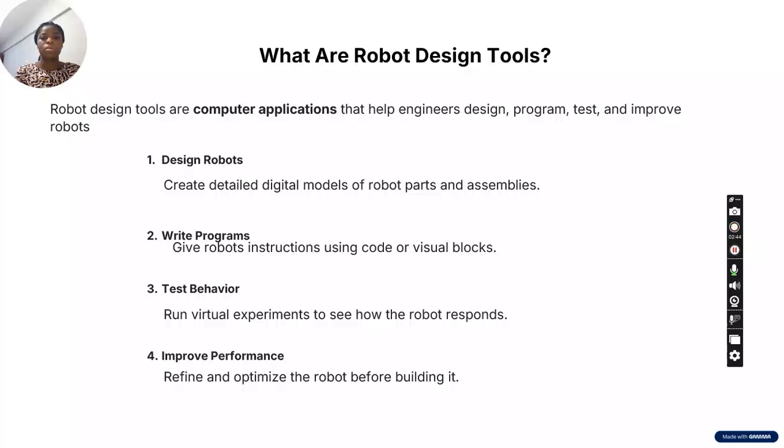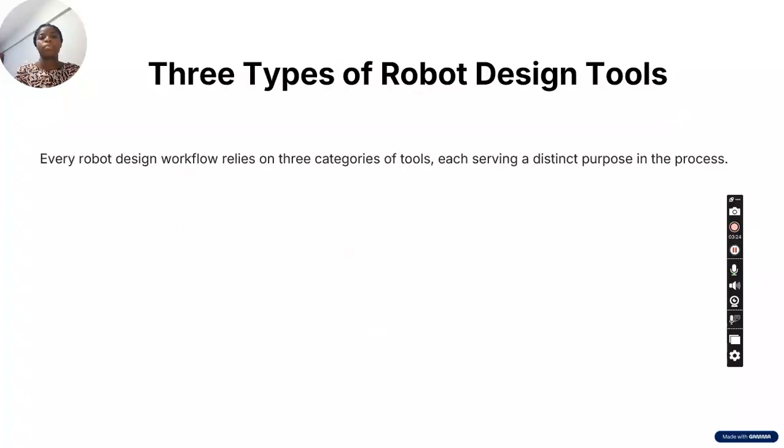Now let's talk about robot design tools. Robot design tools are computer applications that help engineers design, program, test and improve robots. They help you design the robot, write programs, and test the behavior of the program. Then you can improve the performance, meaning refining and optimizing the robot before even building the actual thing.